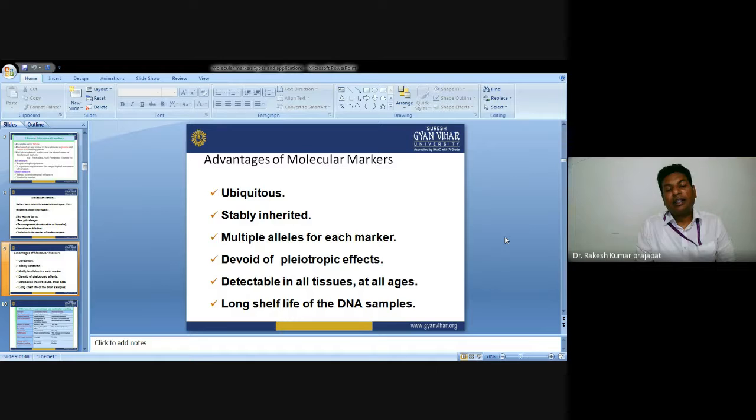Another advantage is the long shelf life of the DNA sample. Suppose we have isolated DNA and kept it as a replica for future use; DNA samples cannot be easily degraded for a long time, while RNA samples are easily degraded and cannot be stored for a longer time. DNA can be stored for more time. These are a few advantages of molecular markers: they are stable, ubiquitous, have multiple alleles for each marker, and do not have much direct environmental influence. There is environment-genotype interaction, but the direct influence of environment is not so much in molecular markers. That is another advantage.